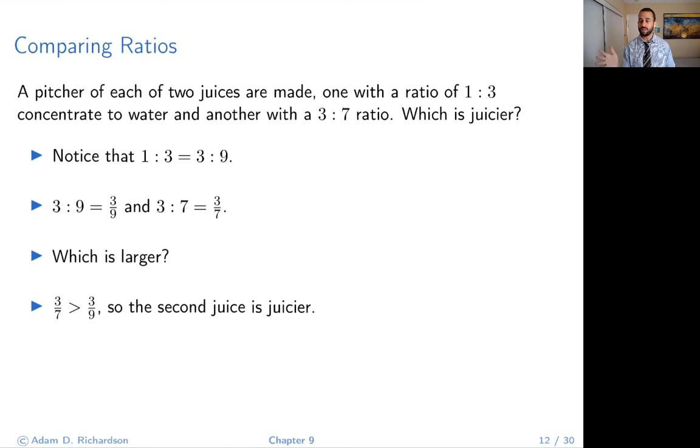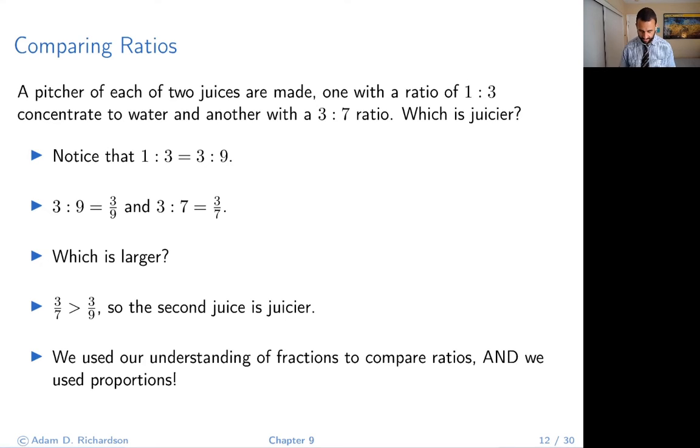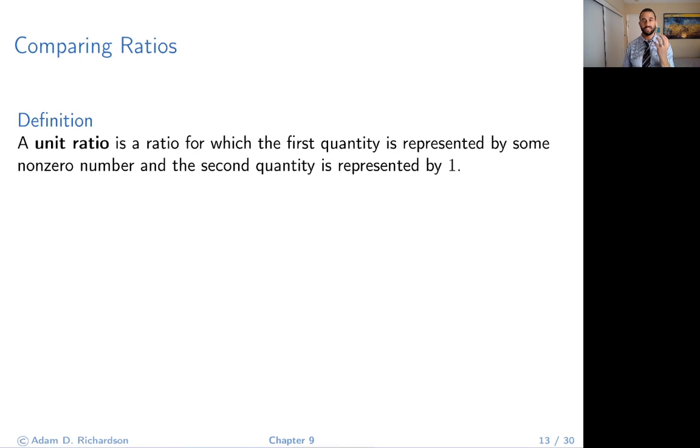But do you see how all of that stuff from previous comes back in very, very important ways right when these students are entering middle school, like fifth grade, sixth grade, seventh grade? All of that stuff from the previous grades just comes back in really important ways. In this case, we used our understanding of fractions to compare ratios, and we used proportions. That's robustness right there.